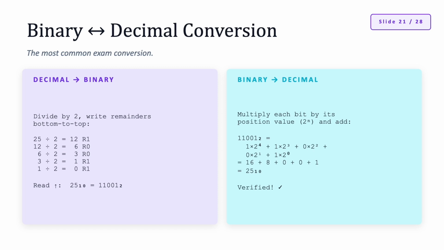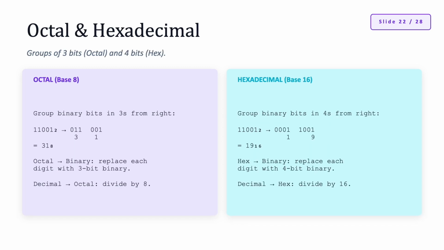Practice these conversions, they will appear in your exam, guaranteed. Octal uses groups of three binary digits. To convert binary to octal, group bits in threes from the right. Convert each group. 11001001 is 311 octal. To convert octal to binary, replace each digit with its 3-bit binary equivalent.